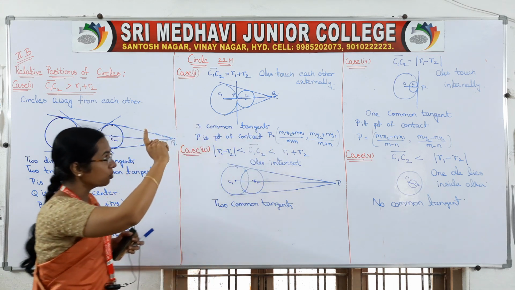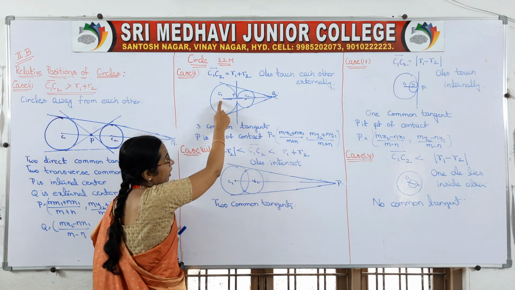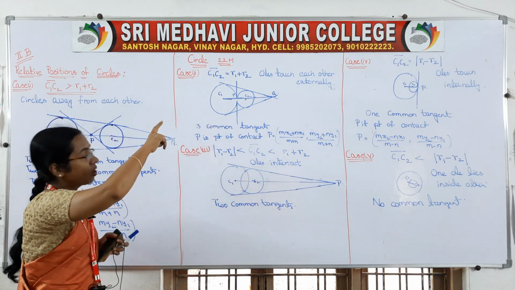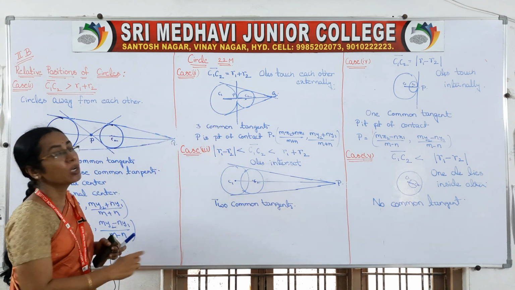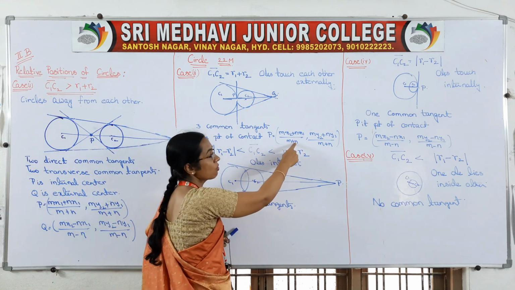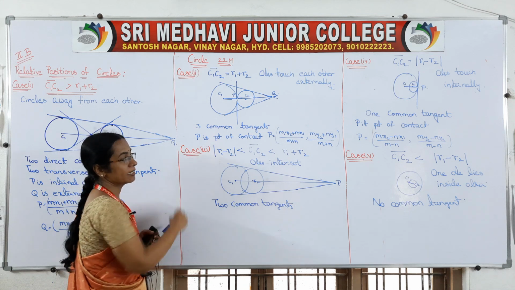Suppose we want to find the point of contact. You observe this point lies inside C1C2, so the point divides C1C2 internally. So we will take the internal bisection formula.